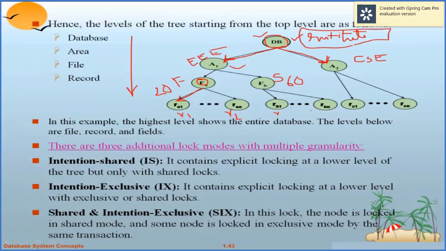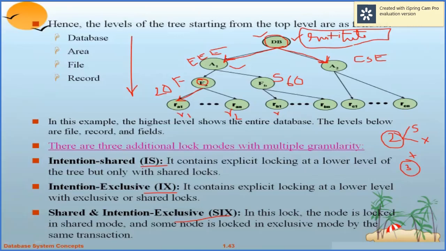In my previous explanation about the locking protocol, I spoke about two locks: one is the shared lock and the other is the exclusive lock, isn't it? Apart from the shared and exclusive locks, we are adding three more locks in the multiple granularity concept. The first lock is the intention shared lock, the next one is the intention exclusive lock, and the last one is the shared intention exclusive lock. Let's see what each lock is about.